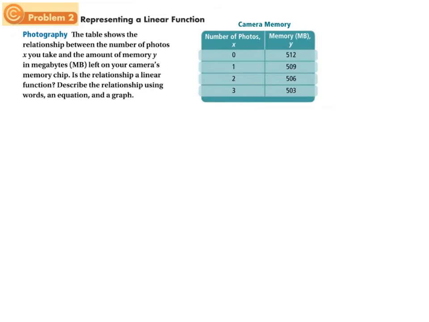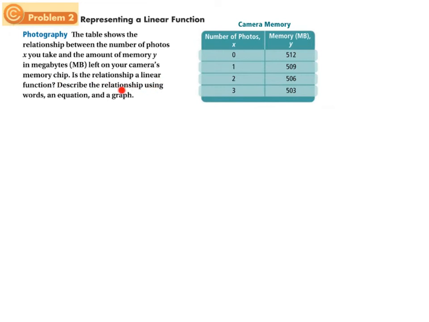So let's give it a go with this problem. The table shows the relationship between the number of photos x that you take and the amount of memory left on your camera's memory chip. So every time you take a picture, you use some of the memory space up, and so you've got less available space as a result, right? Okay. Is the relationship a linear function? Well, let's take a look. If this goes up by 1 every time, does this go, in this case, down by the same amount every time? And it does. It goes down by 3 megabytes every single time.